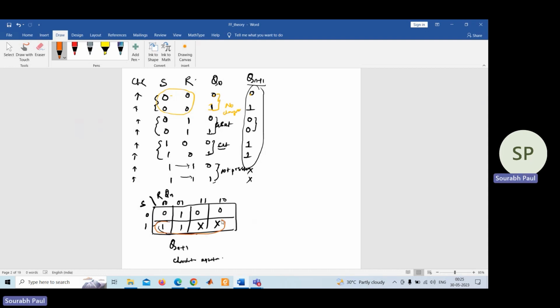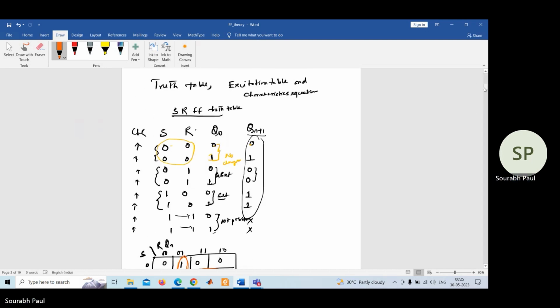You can make this particular word and you can make this pair. Okay, so from the quad, what will we get? That is nothing but S. And from the pair, what will we get? What expression will we get? We'll get R bar Qn. Okay, so this equation means Qn plus 1 equals S plus R bar Qn. This is known as the characteristic equation of the SR flip-flop.